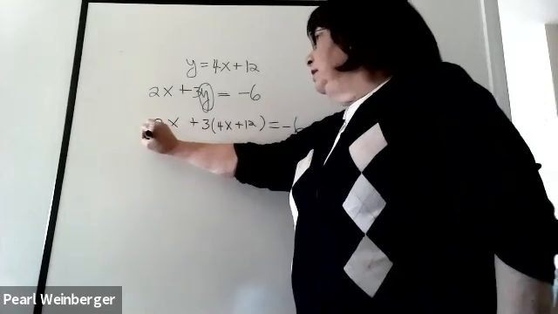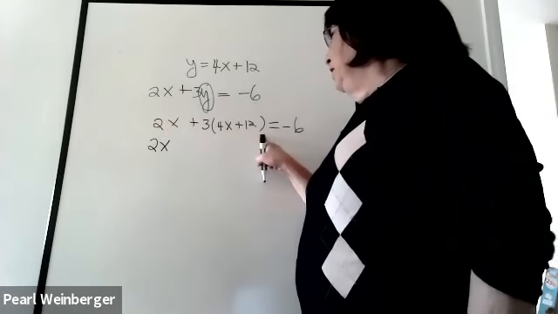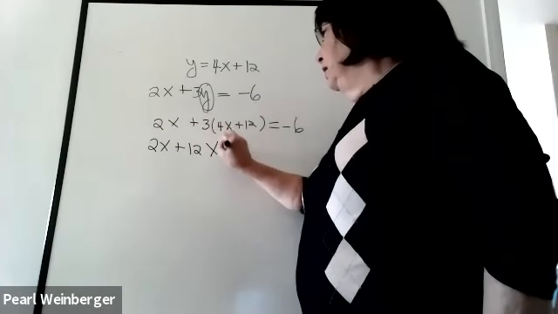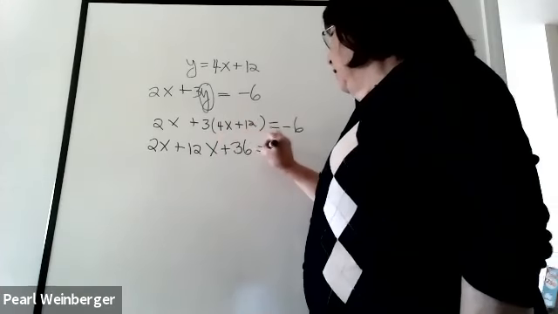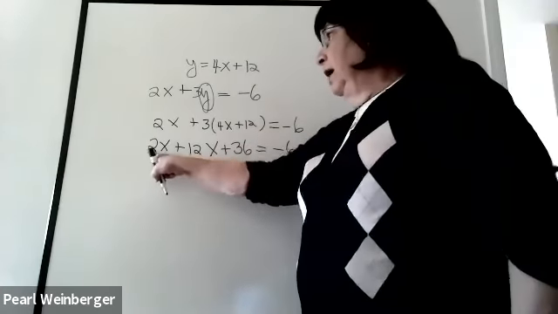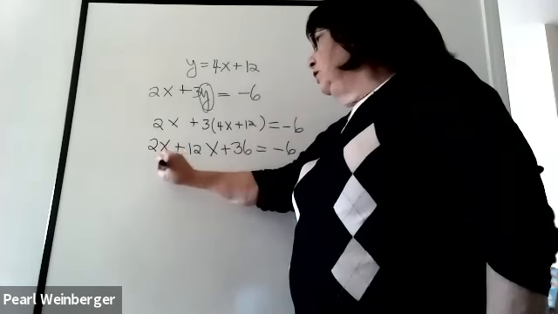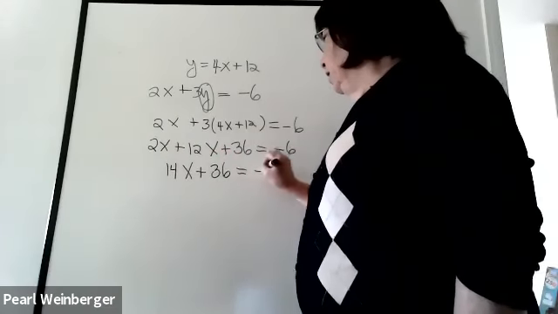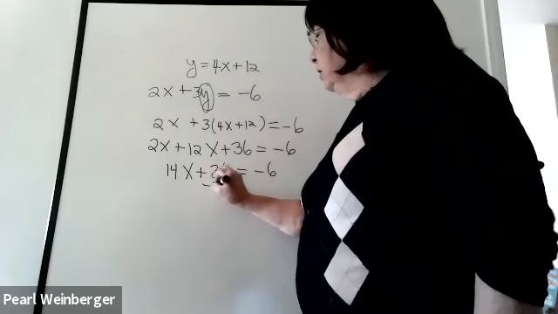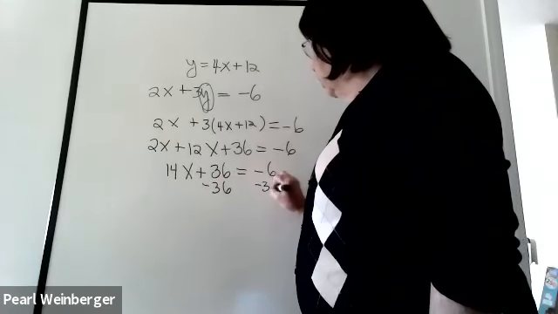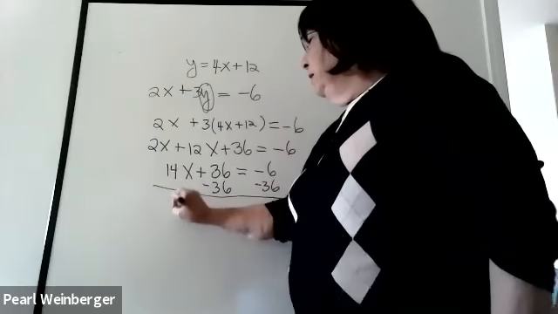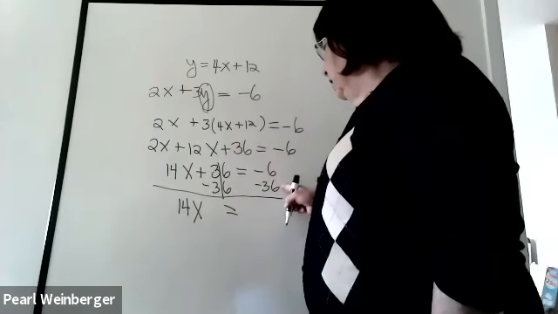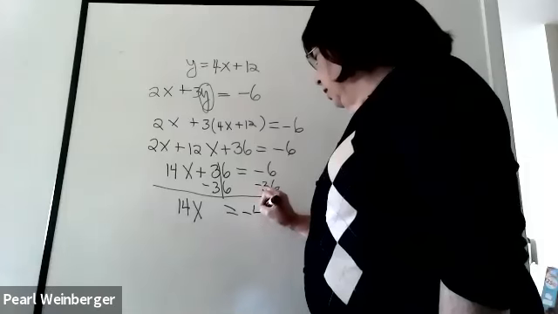I have to remove the parentheses. I have 2x. Multiplying everything here by 3 using the distributive property will give me 12x plus 36 equals negative 6. Combining these two terms, 2x and 12x, is 14x plus 36 equals negative 6. I'll subtract 36 from both sides. So that'll give me 14x. Okay, this cancels out. Equals negative 6 and negative 36, which is negative 42.